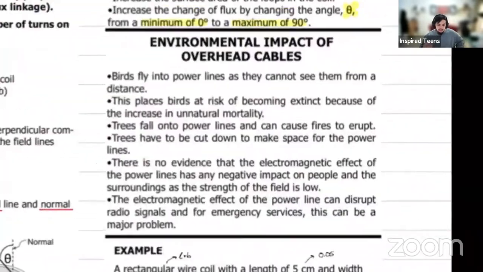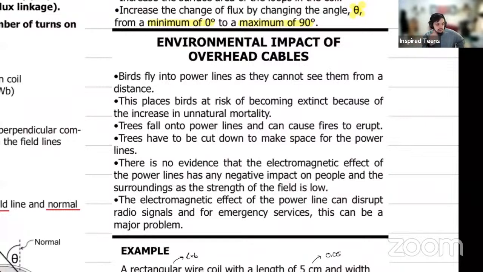Let's move on to these, not so important, but theoretical aspects of the section. Environmental impact of overhead cables. Birds fly into power lines as they cannot see them from a distance. This places birds at risk of becoming extinct because of the increase in unnatural mortality. Trees fall onto power lines, which can cause fires to erupt. Trees have to be cut down to make space for power lines. There is no evidence that the electromagnetic field of power lines has any negative impact on people and surroundings as the strength of the field is low.